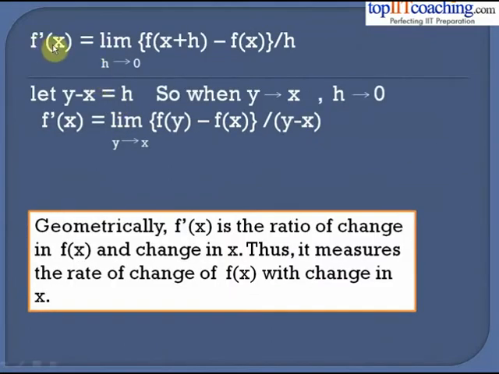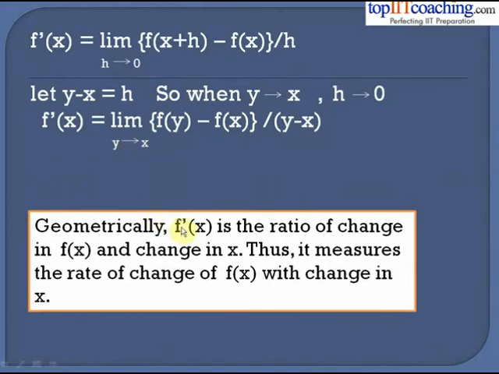So f dash x, or the derivative of f(x), is equal to the limit of f(x plus h) minus f(x) divided by h when h tends to 0. Now let us say that y minus x is equal to h. So when y tends to x, then h tends to 0. Or in other words, when h tends to 0, y would tend to x. So we can say f dash x is equal to the limit of f(y) minus f(x) divided by y minus x when y tends to x.